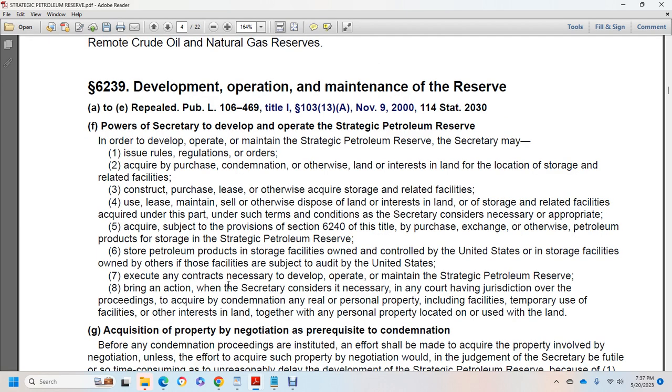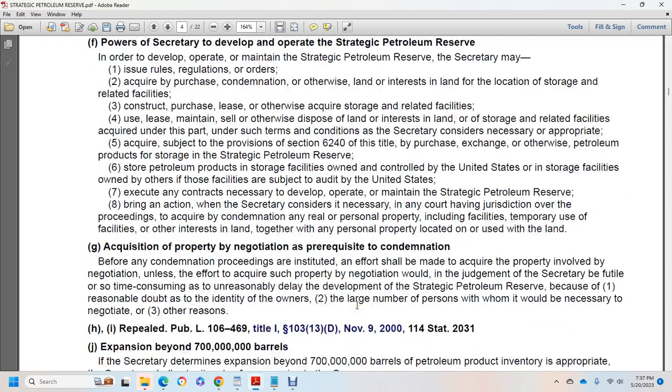(6) store petroleum products in storage facilities owned and controlled by the United States, and in storage facilities owned by others, provided those facilities are subject to audit by the United States; (7) execute contracts necessary to develop, operate, and maintain the Strategic Petroleum Reserve; (8) bring an action, when the Secretary considers it necessary, in a court having jurisdiction over the proceeding, to acquire by condemnation any real or personal property, including facilities, temporary use of facilities, or other interest in land, together with any personal property located on or used with the land.